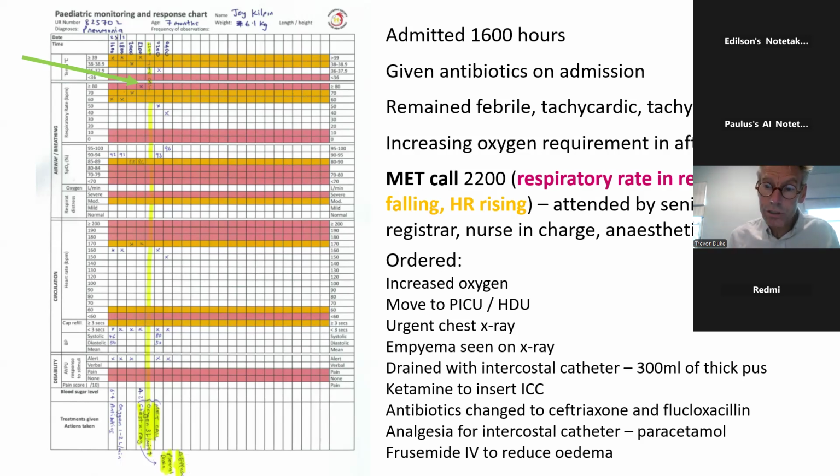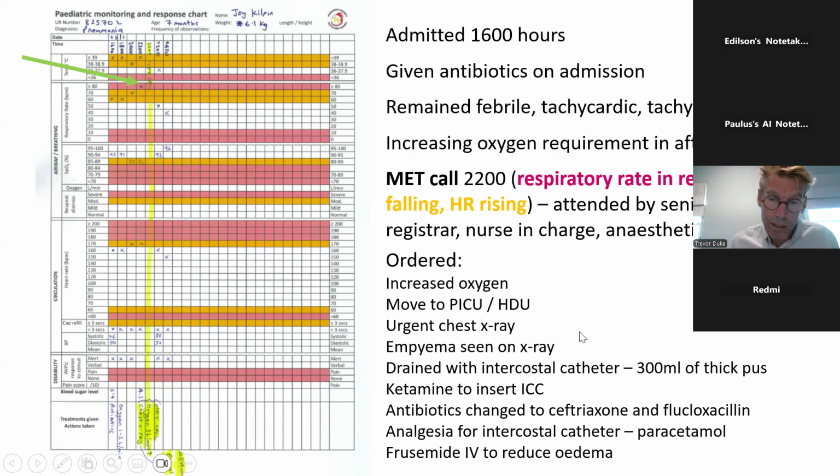The chest drain was inserted with some ketamine as an anesthetic because she was deteriorating rapidly, and there was no possibility of getting the operating theatre opened up at night. So the senior registrar was able to do that on the ward using some ketamine to sedate her lightly. And then her antibiotics, because of the pus, were changed to ceftriaxone and flucloxacillin. After draining all that pus out, her respiratory rate came down, her oxygen saturation went up, her heart rate came down. She remained alert, and things were much better in the morning.